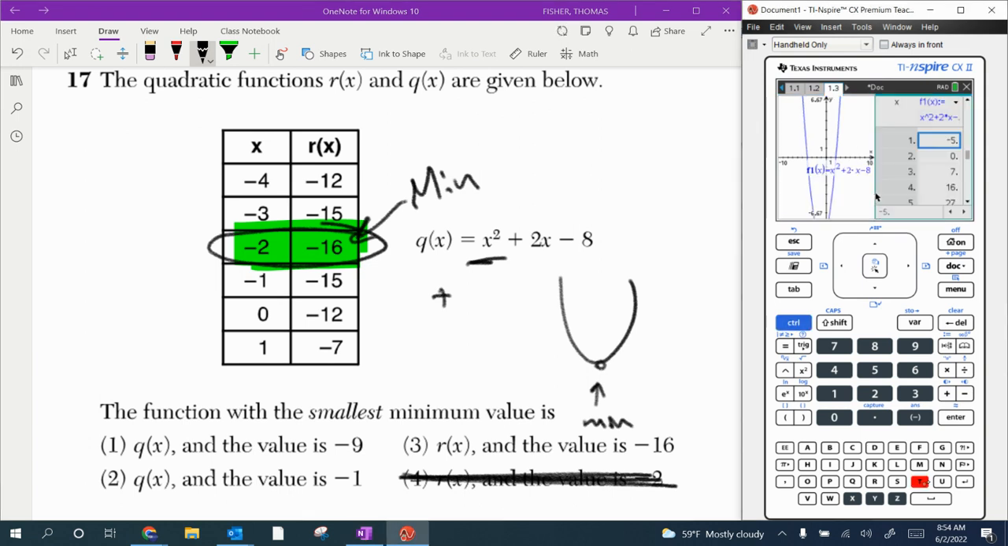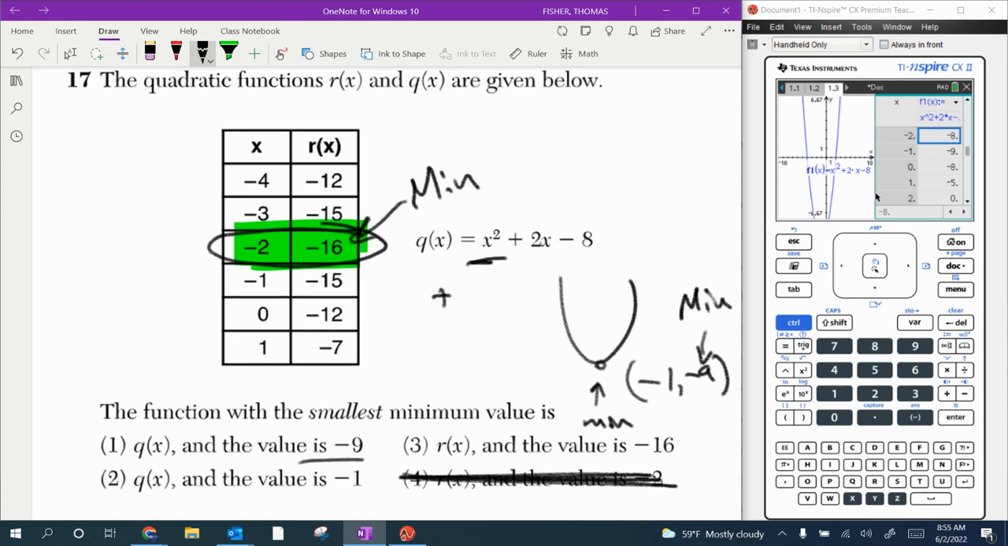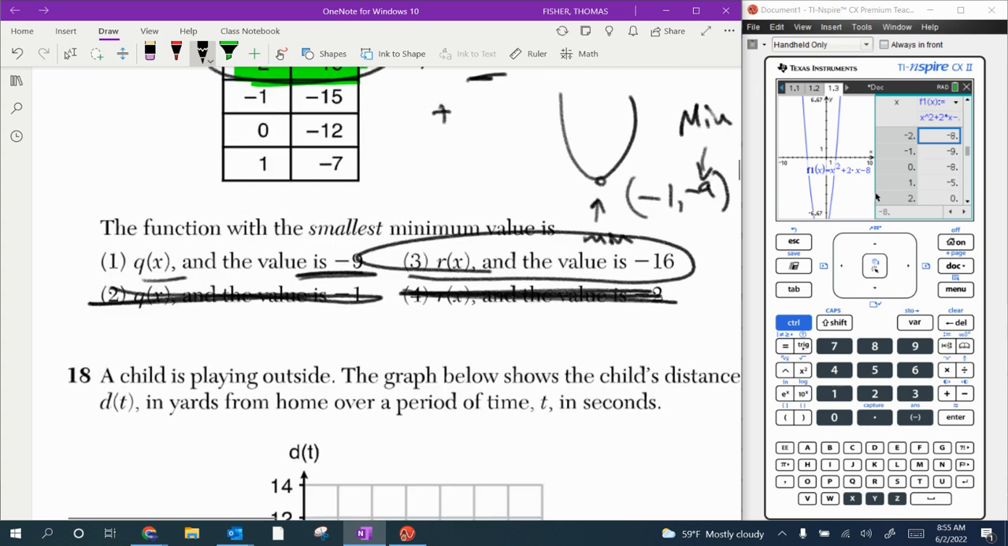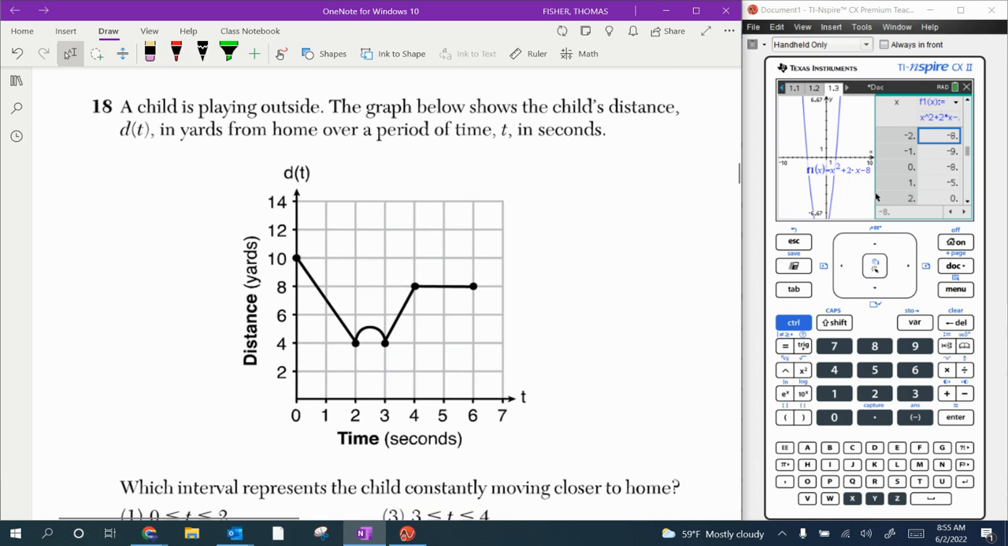And then if we go to our table, Control T, I'm going to go backwards here. My table at -1, -9. So the smallest value of that is always the y value. So -9, that is true. That is the minimum for q of x, not 2. But that's not smaller than negative 16. Duh. So there's choice 3 as our answer for 17.